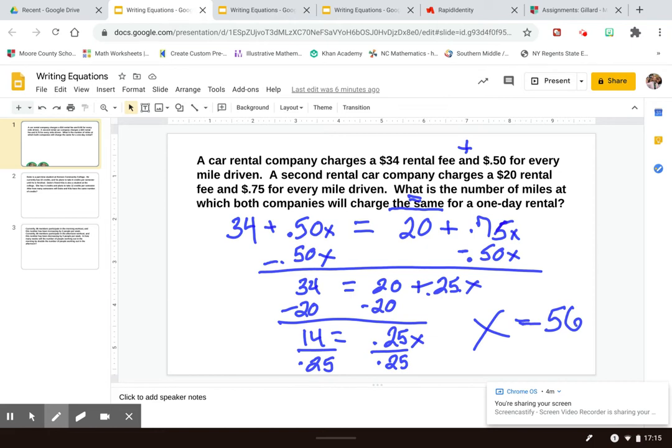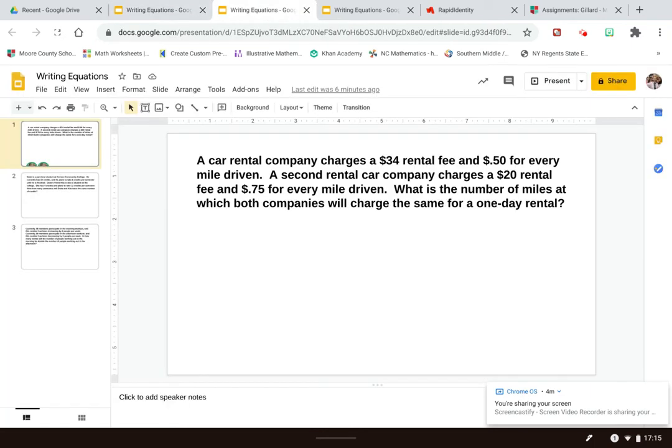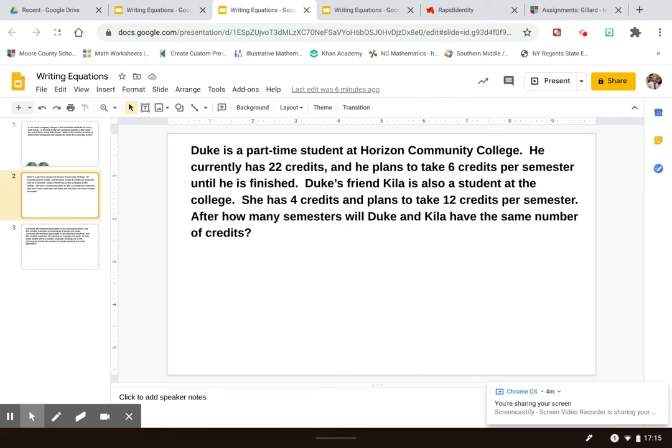All right, so let's go on to the next one. All right, so this one says, Duke is a part-time student at Horizon Community College. He currently has 22 credits, and he plans to take 6 credits per semester until he is finished. Duke's friend Keela is also a student at the college. She has 4 credits and plans to take 12 credits per semester. After how many semesters will Duke and Keela have the same number of credits?